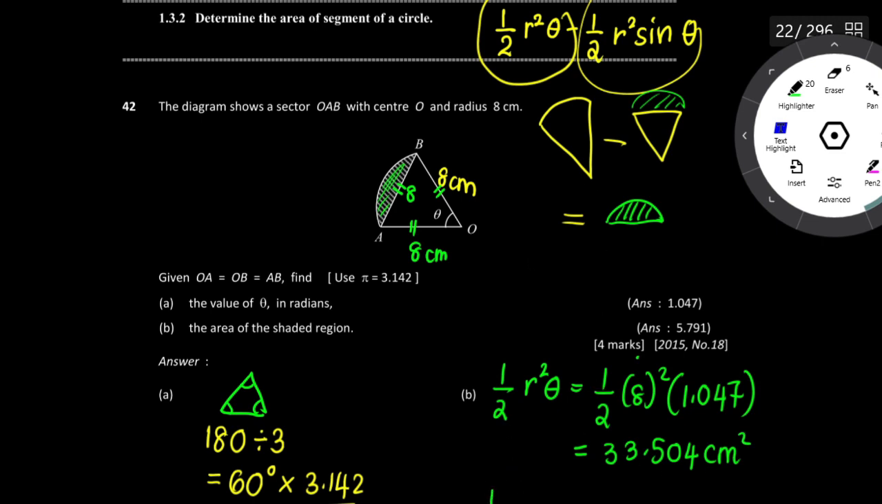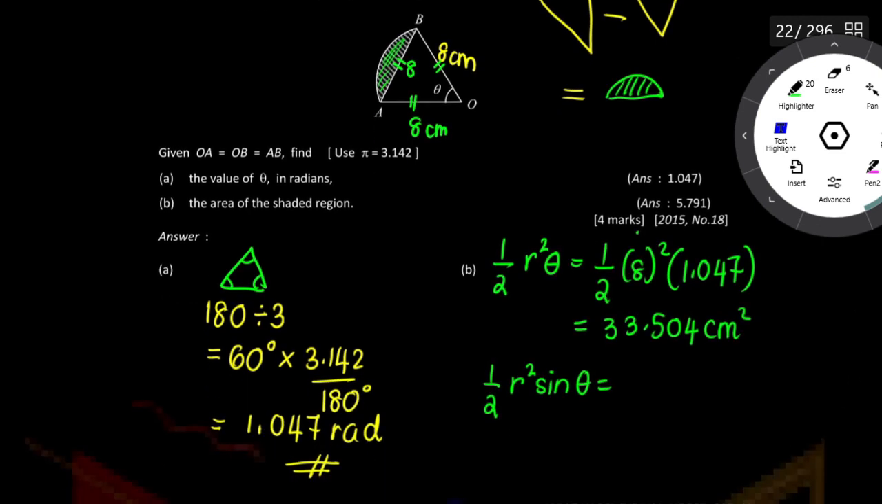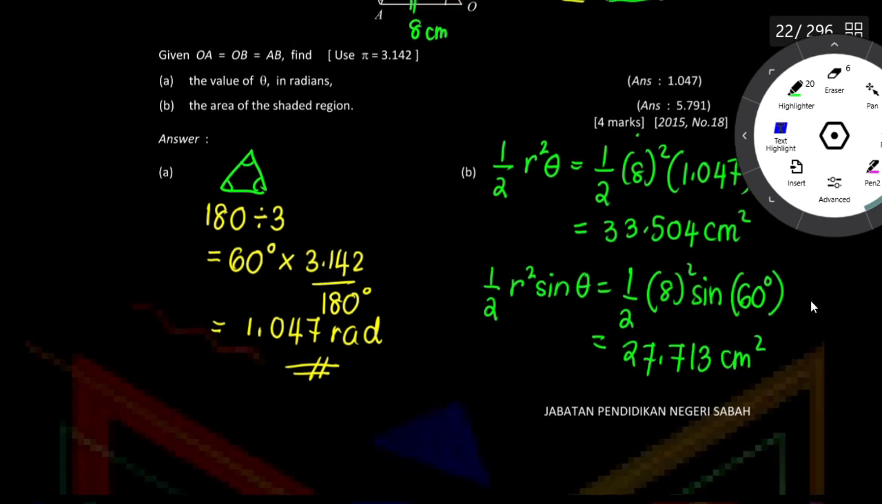Now find the area of the triangle: 1 over 2 r squared sine theta. Remember, whenever you're using sine, you cannot use the radian. You must use the angle. So you put 60. So 1 over 2 times 8 squared times sine 60. You get 27.713 centimeter square.